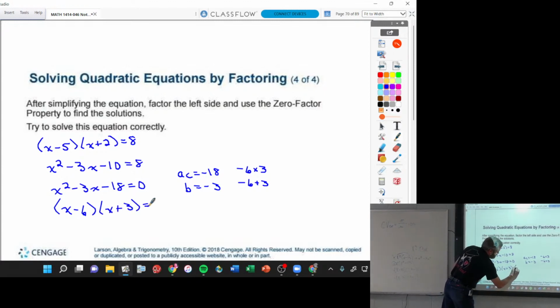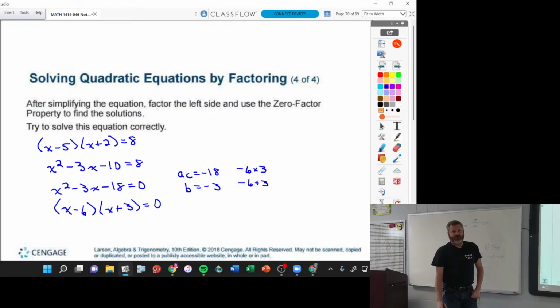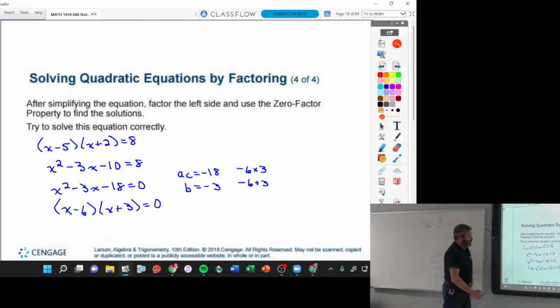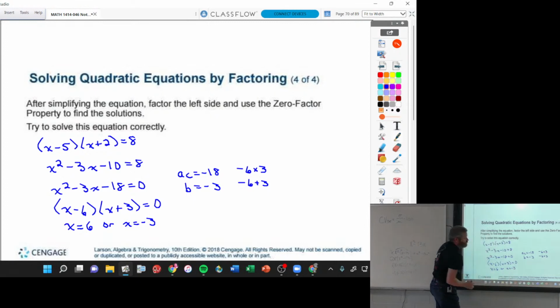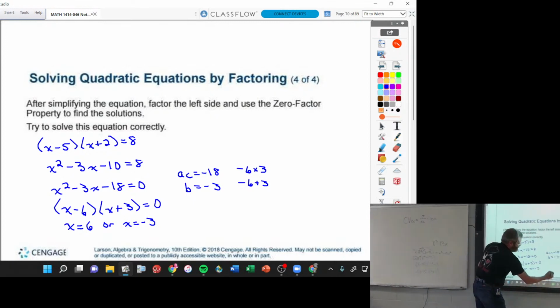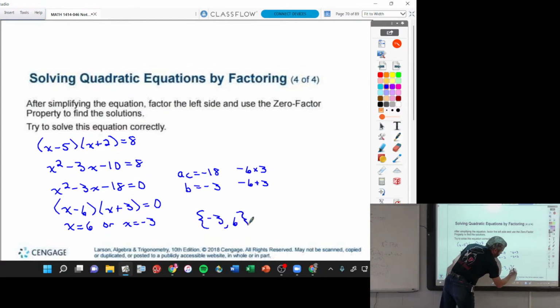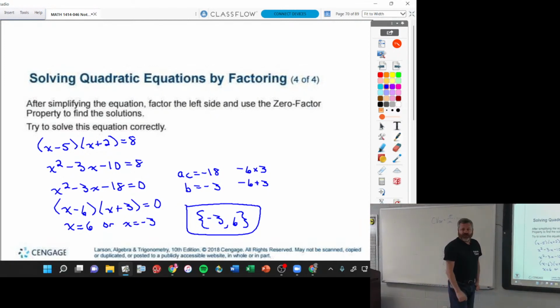And a reminder on this one, I did not have to do grouping because a was 1. When a is 1, once you find your two numbers that multiply to get AC and add to get B, you're pretty much done. You don't have to worry about separating it and grouping and all that stuff. This means that either x equals 6 because 6 minus 6 is 0, or x equals negative 3 because negative 3 plus 3 is 0. So the answer would be negative 3 and 6. Plug those into the original problem and see if you get a true statement.